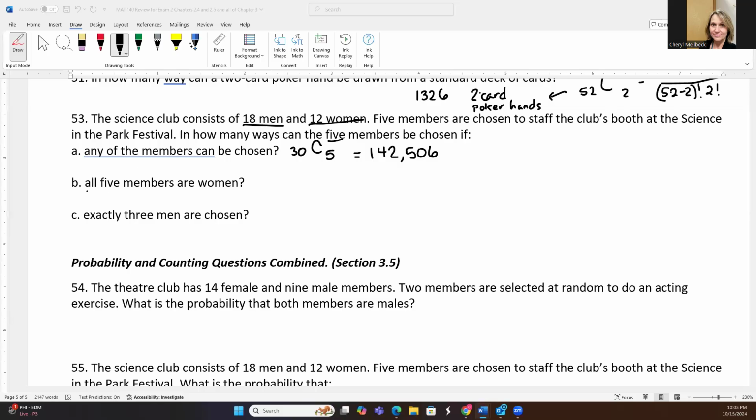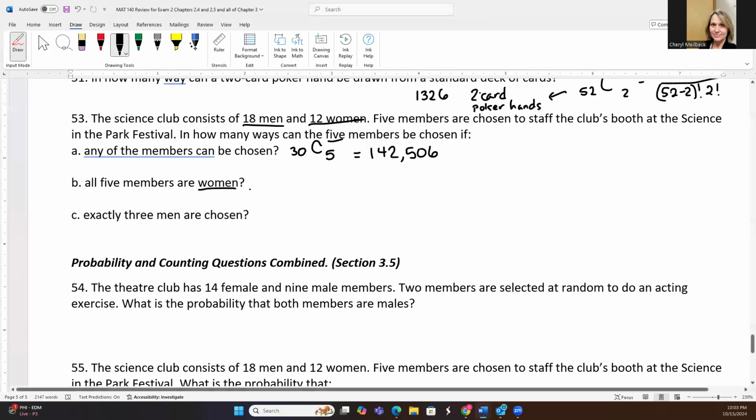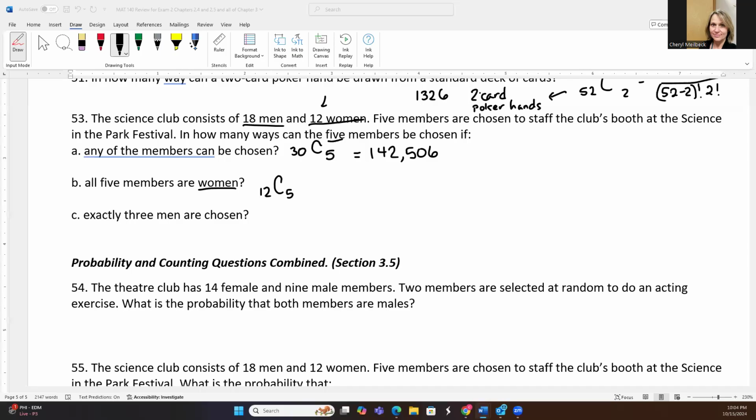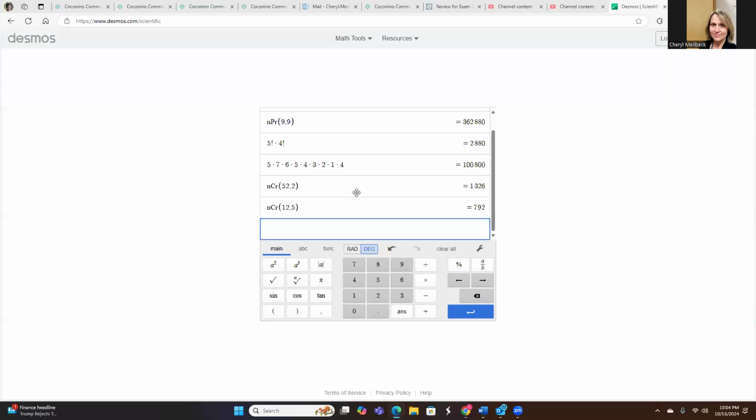Part B asks, it wants all 5 of the members to be women. So if there are 12 women, that would be just 12 choose 5. So let's see what that gives us. Looks like Desmos says that 12 choose 5 is 792.